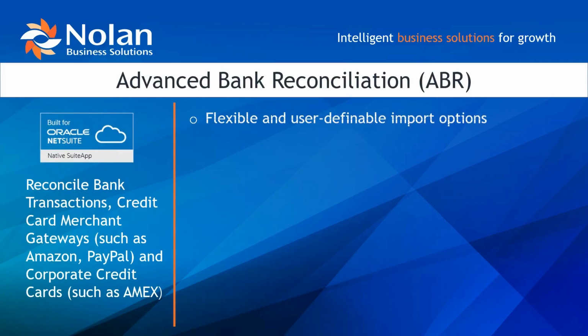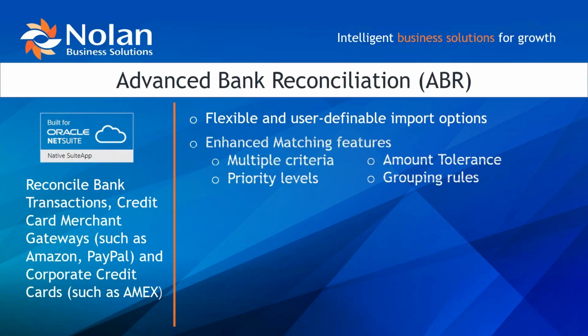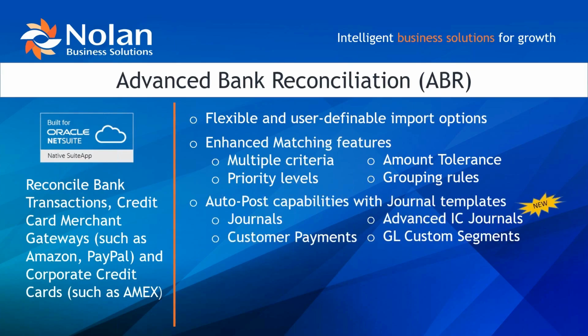We also have enhanced auto matching features that include support for multiple and combined matching criteria. We're going to talk and demonstrate priority levels, amount tolerance, and grouping rules today. Also, if you're looking for ways to auto-post recurring type transactions, such as bank fees, automated fund transfers, or even auto-post customer payments that are debited directly to your bank account, Nolan ABR can support this using journal templates. Our journal templates also support posting to GL custom segments, and as of recently, we also support advanced intercompany journals.